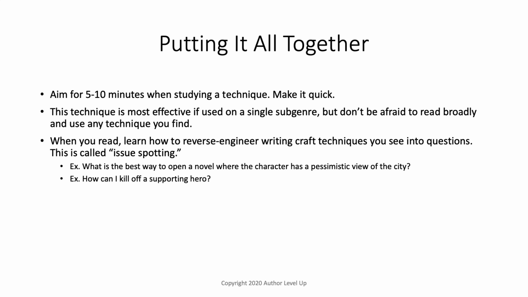Now, when you read, please learn how to reverse engineer writing craft techniques that you see into questions. Remember, don't focus on techniques. Turn techniques into questions. That's how you can learn how to issue spot, because the issue is your jumping off point. If you can turn everything you see into an issue, you're going to win. So I have some examples here. What is the best way to open a novel where the character has a pessimistic view of the city? And then also, how can I kill off a supporting hero? And so then all the books you read where you potentially see this issue, they add color to your conclusions.